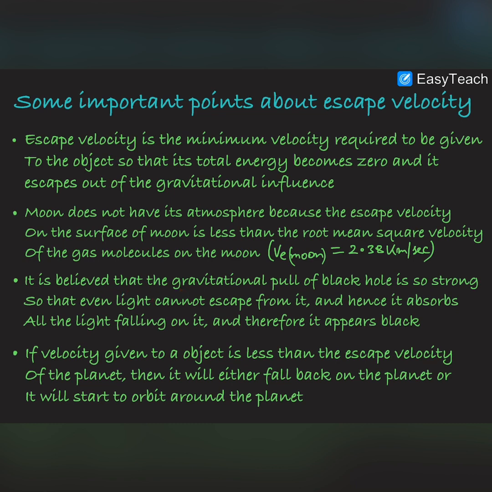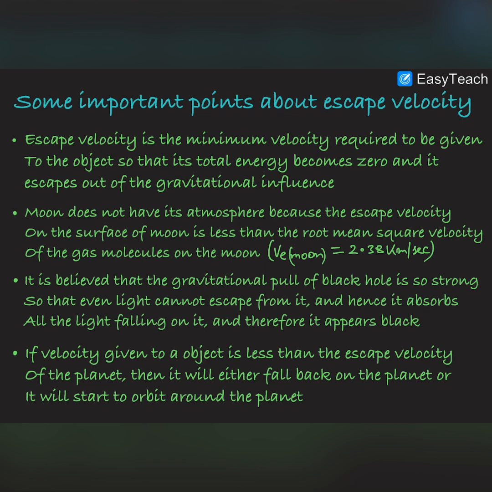Now, it is believed that the gravitational pull of a black hole is so high that it does not let even light leave. A black hole has such high gravity that its escape velocity is greater than the speed of light. So light cannot escape the gravitational pull of that black hole, and therefore any light near that black hole is absorbed, and it appears to be black.